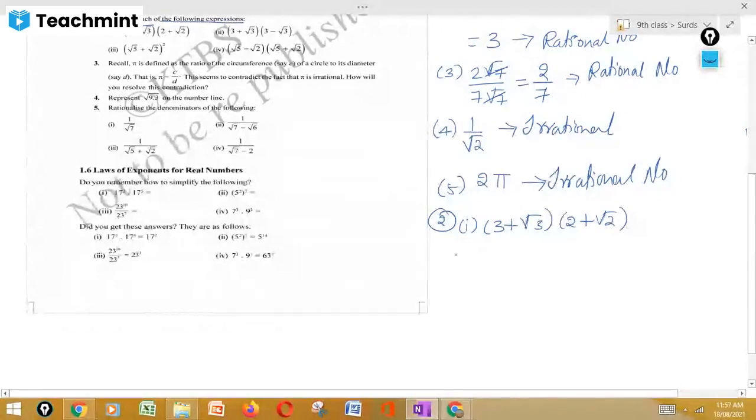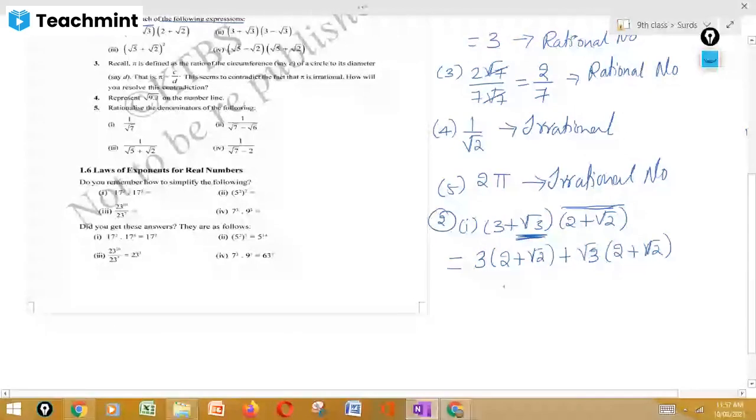Okay, leave it now. What you need to do is take the first term of the first binomial, that is 3, and multiply it by the entire second binomial, that is 2 plus root 2. What I have done is I have taken the first term of a binomial and multiplied it by the entire second binomial. Again, what you need to do is take the second term of the first binomial, that is root 3, and multiply by 2 plus root 2. Is this step clear to you? Yes, sir.